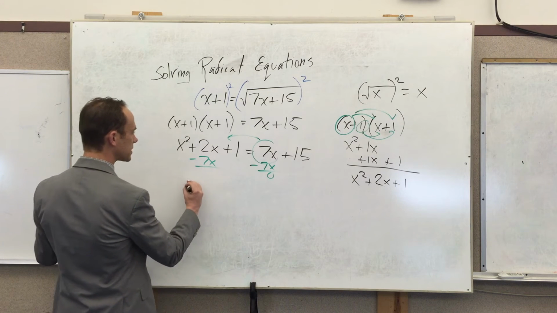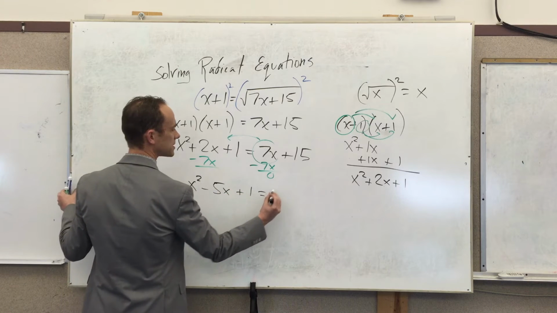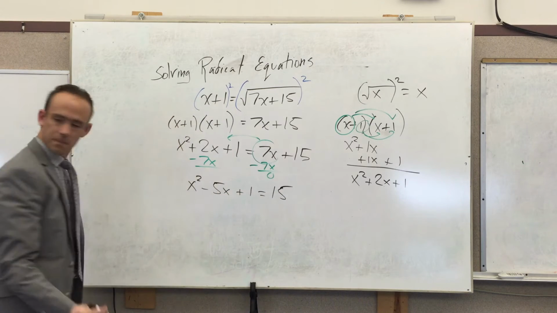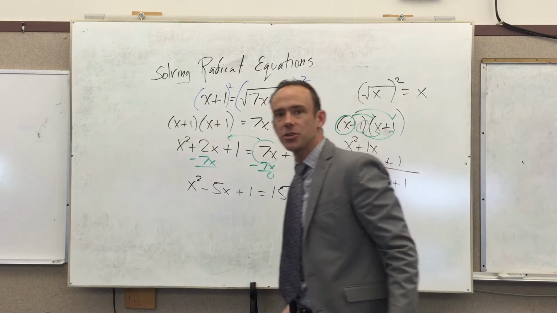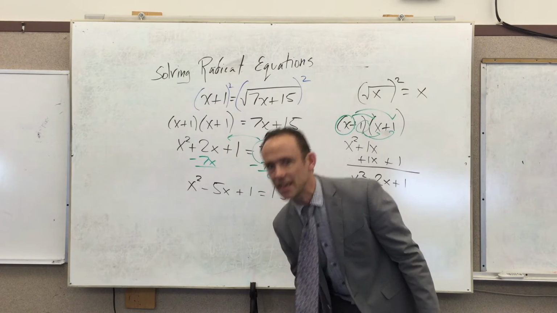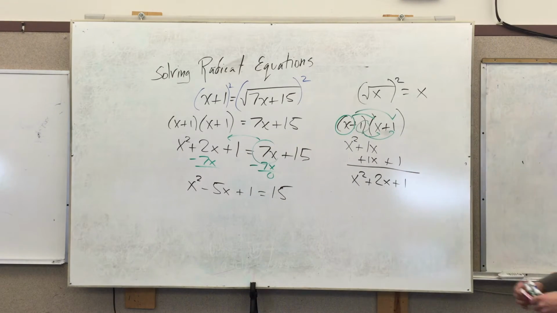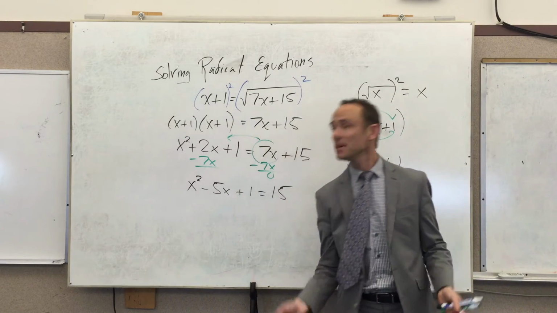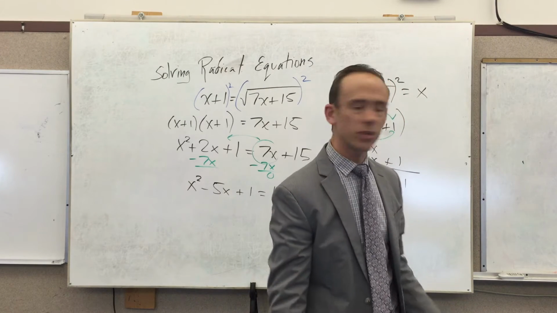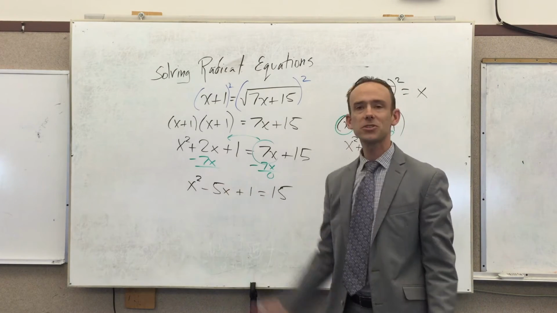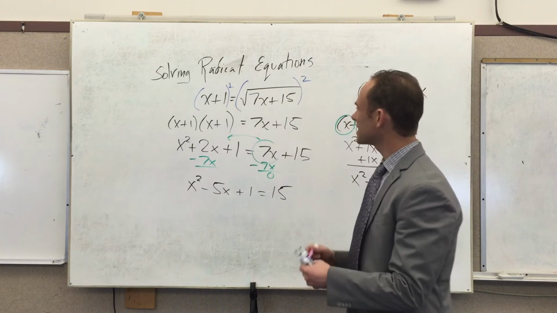So this gives me x squared minus 5x plus 1 is equal to 15. This equation, its highest degree is 2. It's got a very special name. I'll let you think about it while I go get a pink marker. Its special name is, drum roll, there are no drummers. Its special name is quadratic. It's beautiful. The quadratic is beautiful.